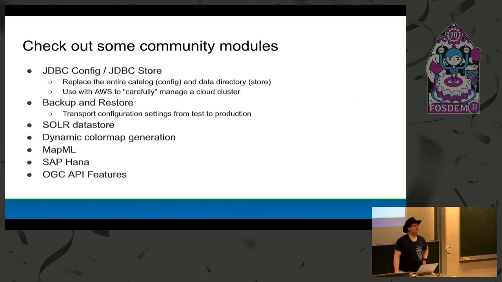So examples of community modules, here's one which backs all of the catalog and data directory onto a blob store. And that's really nice if you're in Amazon Web Services. You can store all of your configuration in RWS and cluster, for example. Back up and restore, pick up all of your configuration from test and deploy it into production. MapML, SAP HANA, all kinds of stuff.